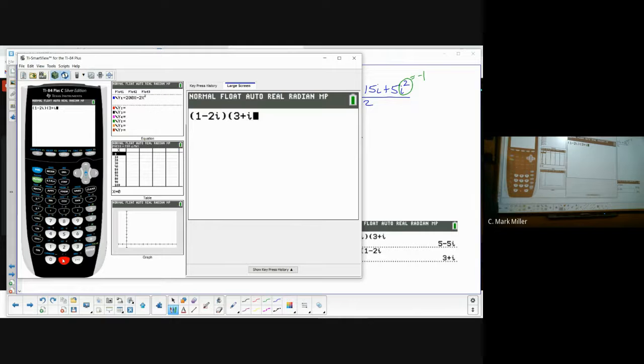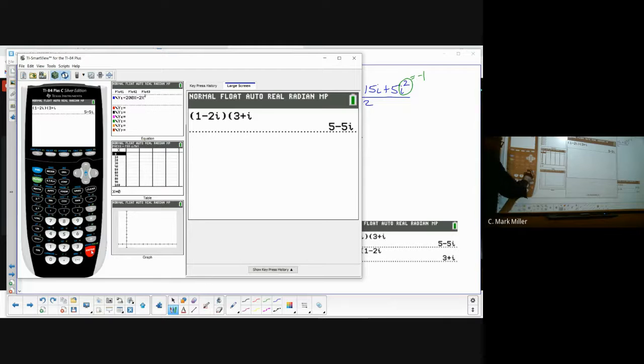And just for fun, I'll remind us that your calculator will close any open parentheses at the end of the line, whether you want them closed there or not. In this case, I would normally put a right parenthesis there, but just for fun, I won't. And that gives me 5 minus 5i, which is what we got in our part C, right?